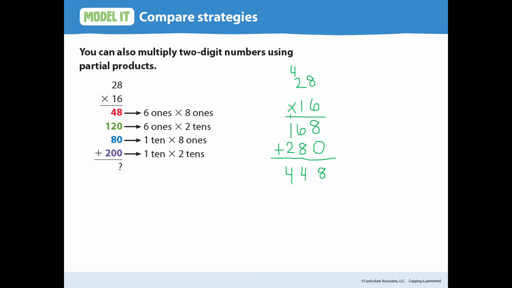Now, is any of these strategies better than any other? No. Is it bad if you use one strategy over another strategy? Of course not. What I want to see you doing in this lesson is trying out different strategies to come up with the solution.